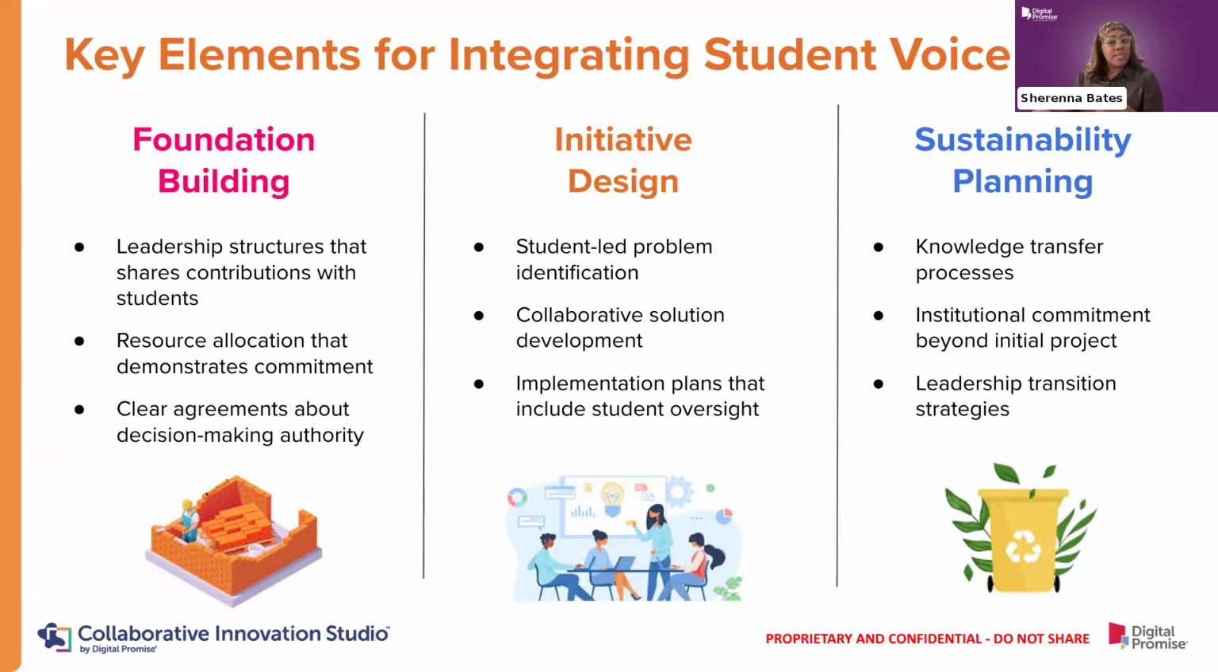It also means resource allocation that demonstrates commitment, something as simple as a stipend for student participation, or maybe an incentive like a gift card. It means clear agreements about decision-making authority. One method that we have used in our work is dot voting, and you might be familiar with that. However, in our case, because we believe that the contributions of students really matter, we give students weighted votes. They have three times as much weight as the adult votes, right? In practice, the adult gets one dot, but the student gets three dots to vote on a given project.